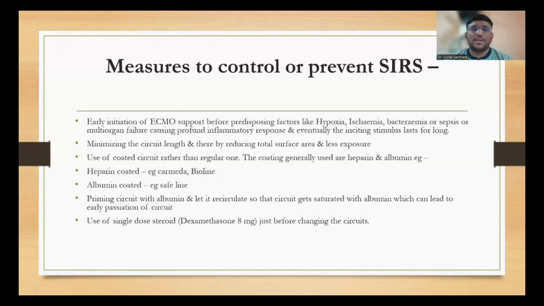Minimizing the circuit length, thereby reducing the total surface area and less exposure. So for circuit length, we can reduce the tubing length only. There is nothing else which we can modify. So we reduce tubing length so that the total surface area gets less exposure. And use of a coated circuit rather than the regular one. Nowadays all circuits come in coated form only. Mostly they are coated with heparin, albumin coating.